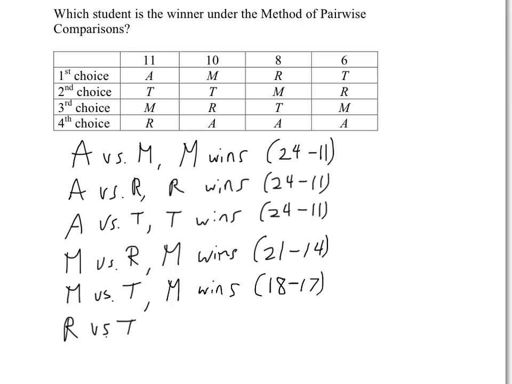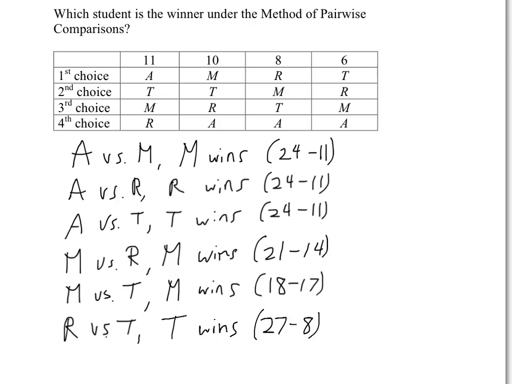Okay. And finally, we have Rachel versus Tom, and we see there that Tom is ahead on these 11 ballots. He is also ahead on these 10 ballots, and he's also ahead on these 6 ballots. So that is quite an overwhelming number. So Tom wins, and this is by a score of 27 to 8.